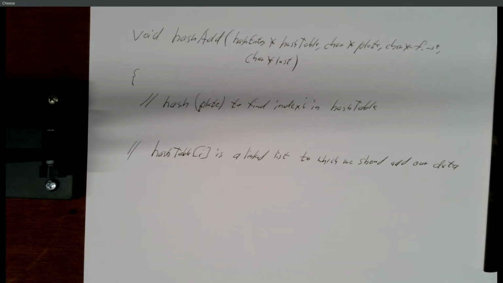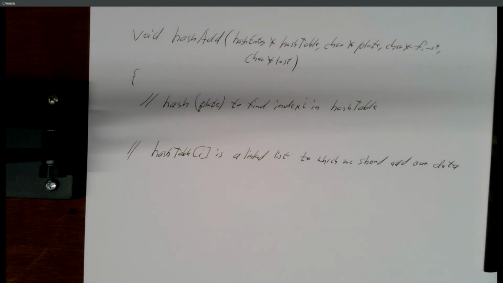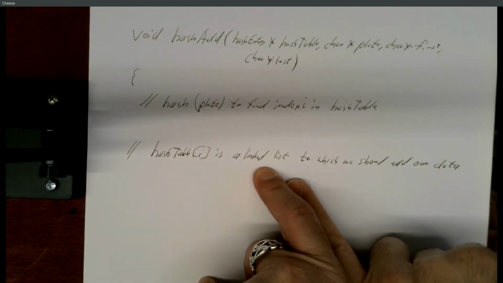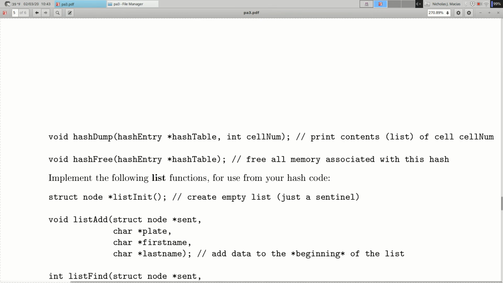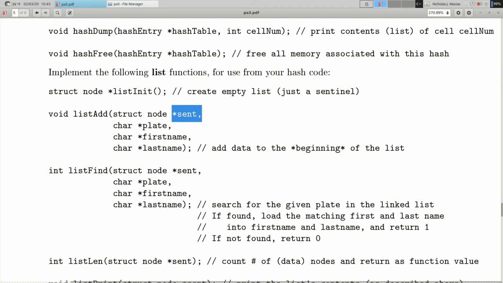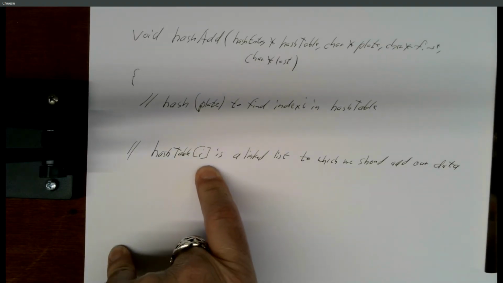Right. If we have to know where that is in memory, we got to go back and say this is a pointer. It points to a location, which is the first byte of the struct node that makes the sentinel. It's a linked list, okay? In the sense that any of these list functions that require a linked list, like add or find or length, we can pass it hash table bracket I.